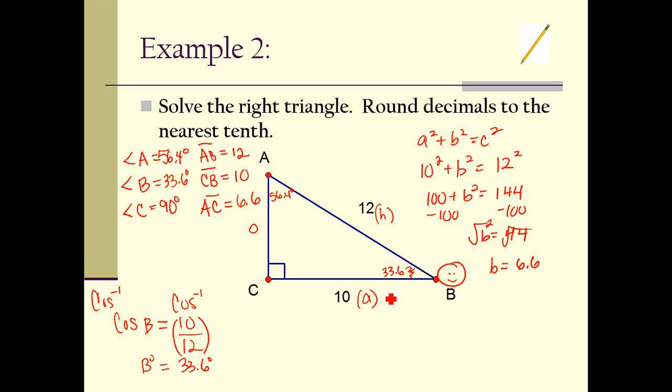Now remember, you could have done sine of 33.6 is equal to AC over 12. But if you calculated the 33.6 wrong, then AC would be wrong. So I tend to do things based on the information I have that will cause the least amount of errors.